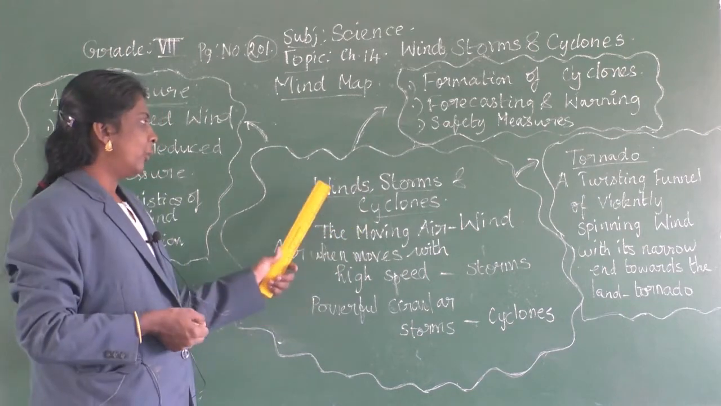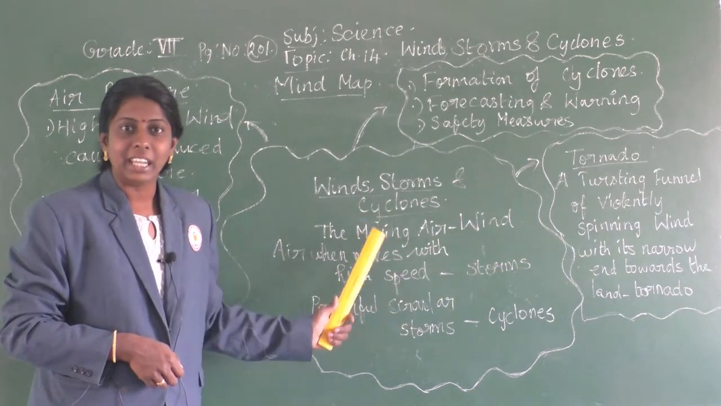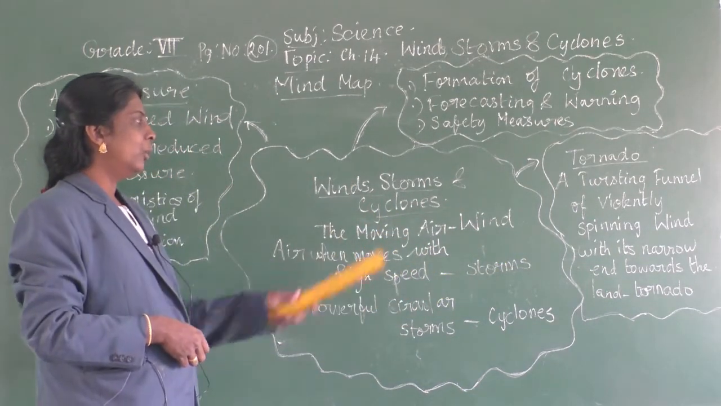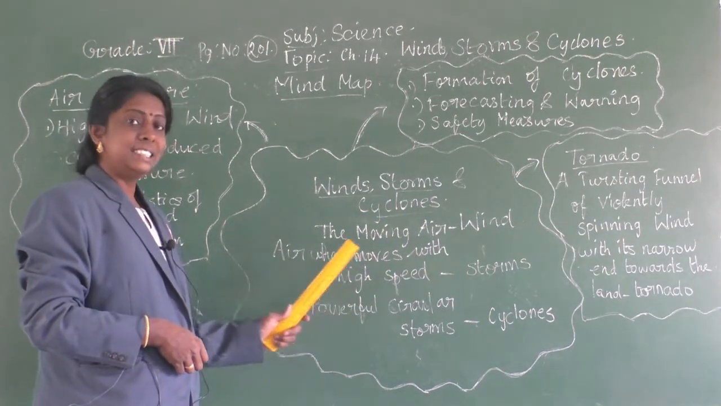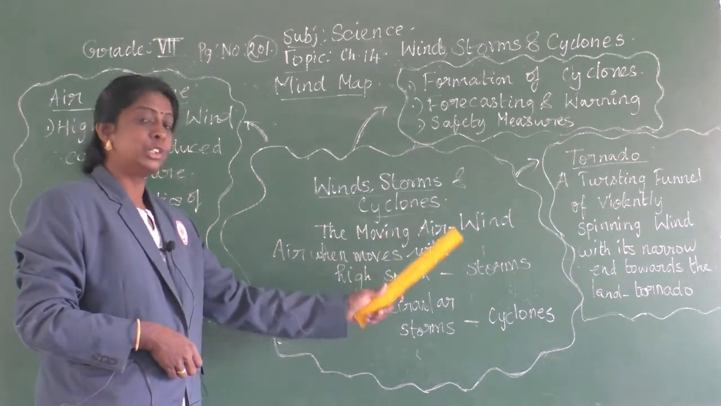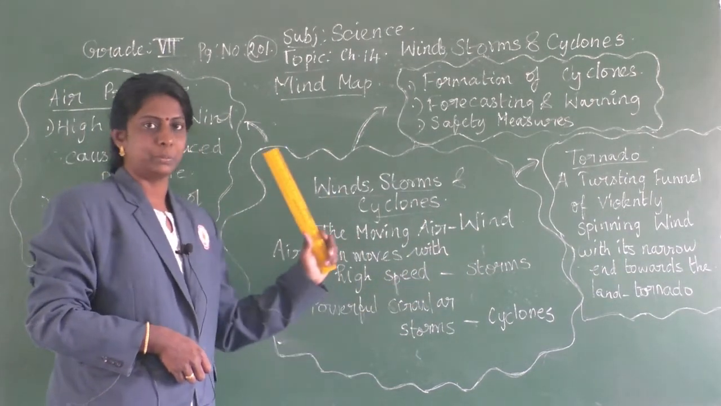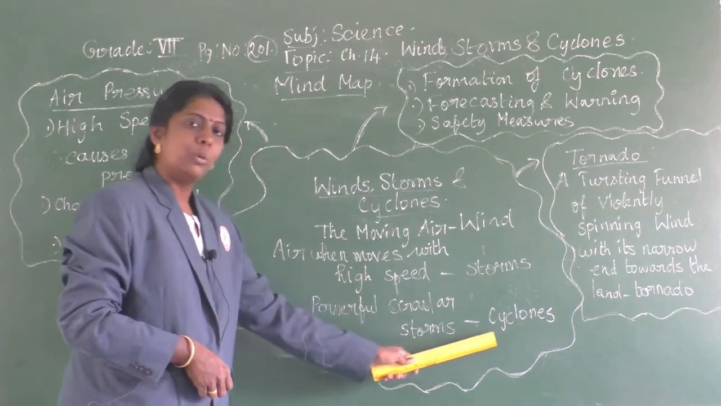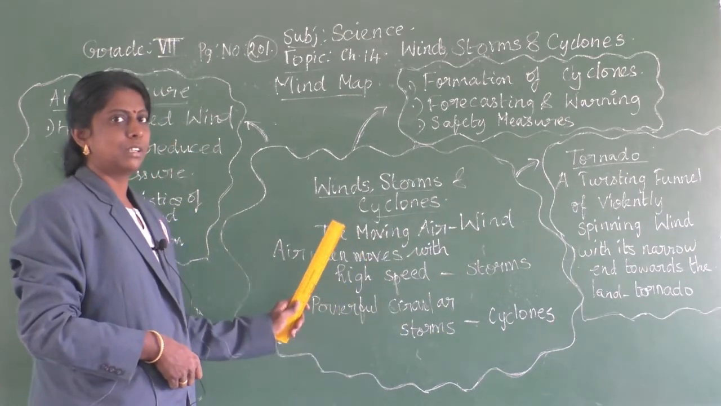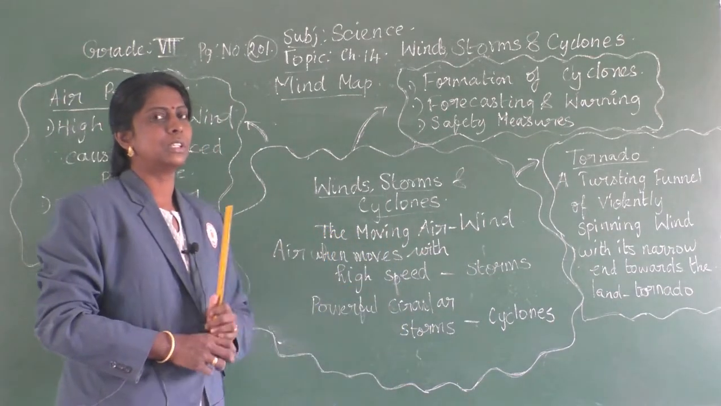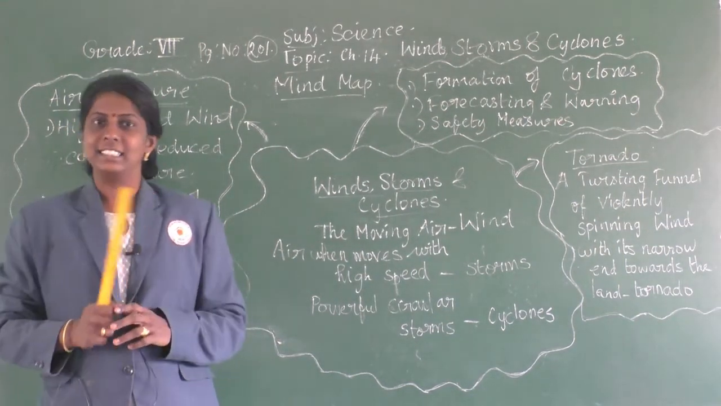So let us learn. What do you mean by wind? The moving air is called wind. And then what do you mean by storm? Air when it moves with high speed is called a storm. And then cyclones. What do you mean by cyclones? A powerful circular storm is said to be a cyclone. So we are going to learn about wind, storm and cyclones in detail in this chapter.